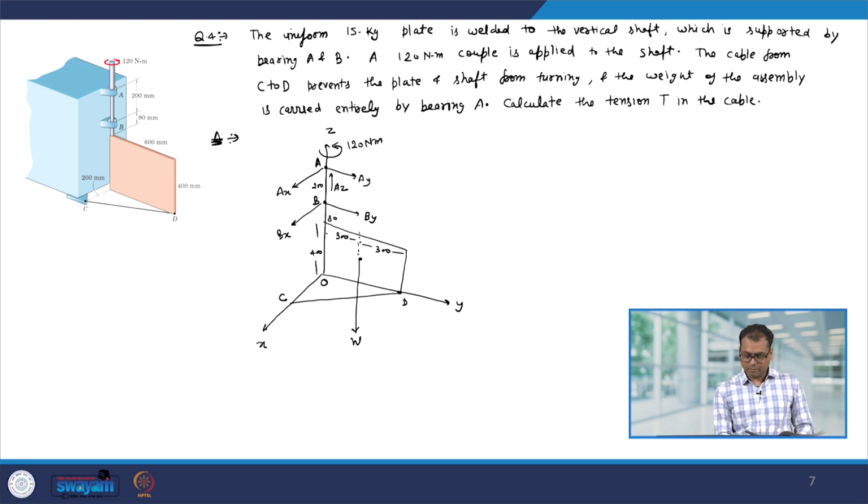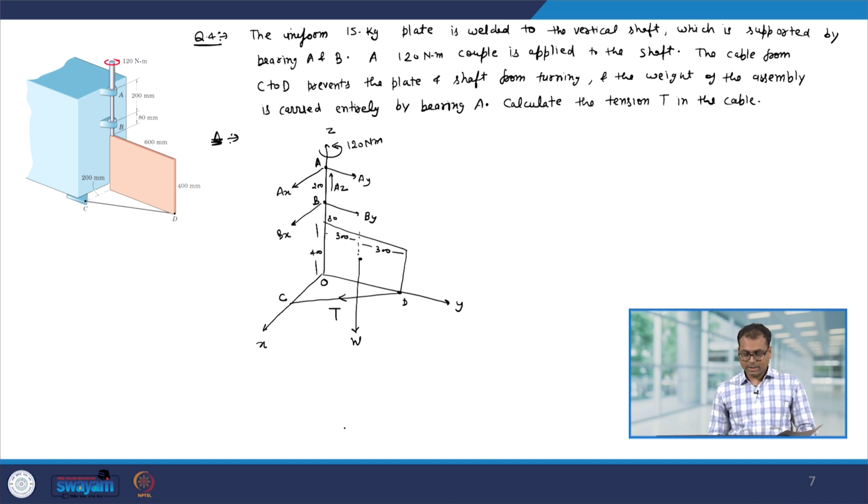And the length of this plate is 600, so therefore at 300 distance it is going to act. And also in the cable there will be a tension T which will be away from the body. So this is the free body diagram of this. Now to calculate the tension, let us take the moment about z axis.